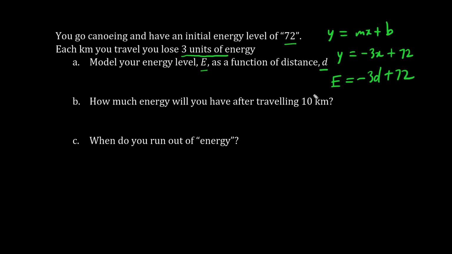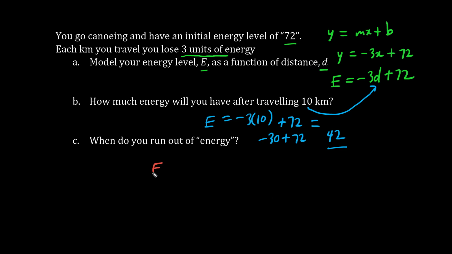So we successfully modeled this energy distance formula, and we can now substitute. The distance is 10 kilometers. So the energy equals -3 times 10 plus 72. In other words, we have -30 plus 72, which is 42 units of energy.